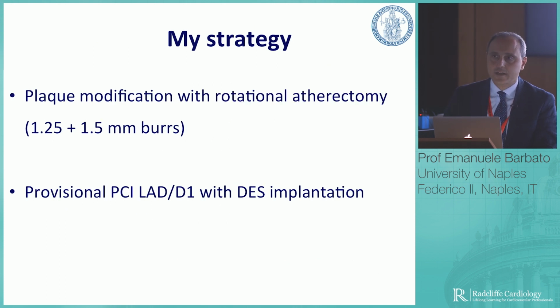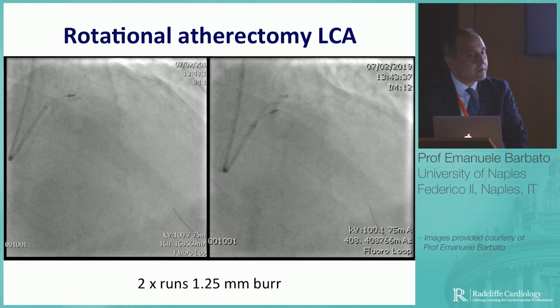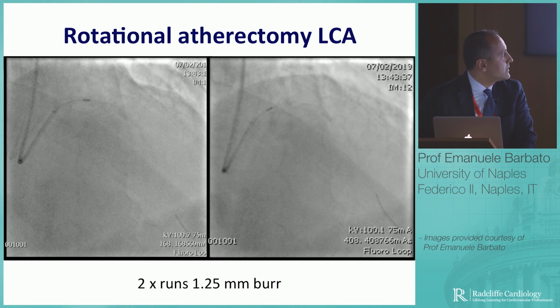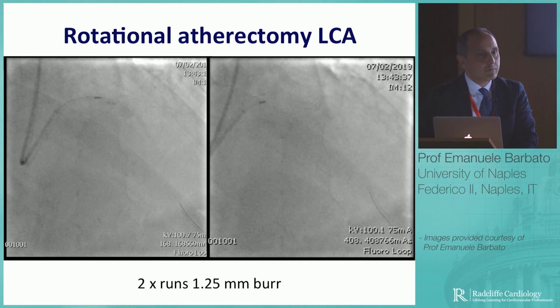So my strategy in this case was indeed to perform plaque modification based on this last angiogram, and I wanted to be as least aggressive as possible, and started to do my ablation with a 1.25 millimeter bar followed by a 1.5 millimeter bar. And the intention for this bifurcation is just to do provisional stenting. Very simple technique. The more complex the anatomy, the simpler should be the technique used, at least in my opinion.